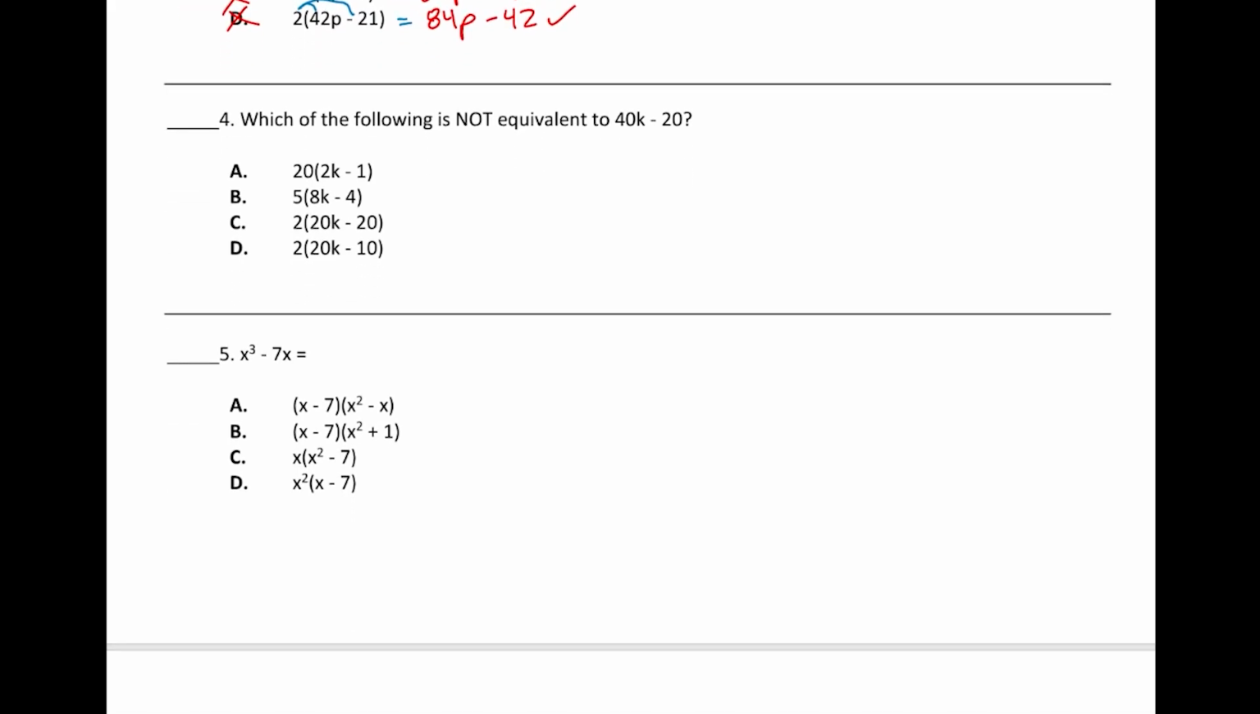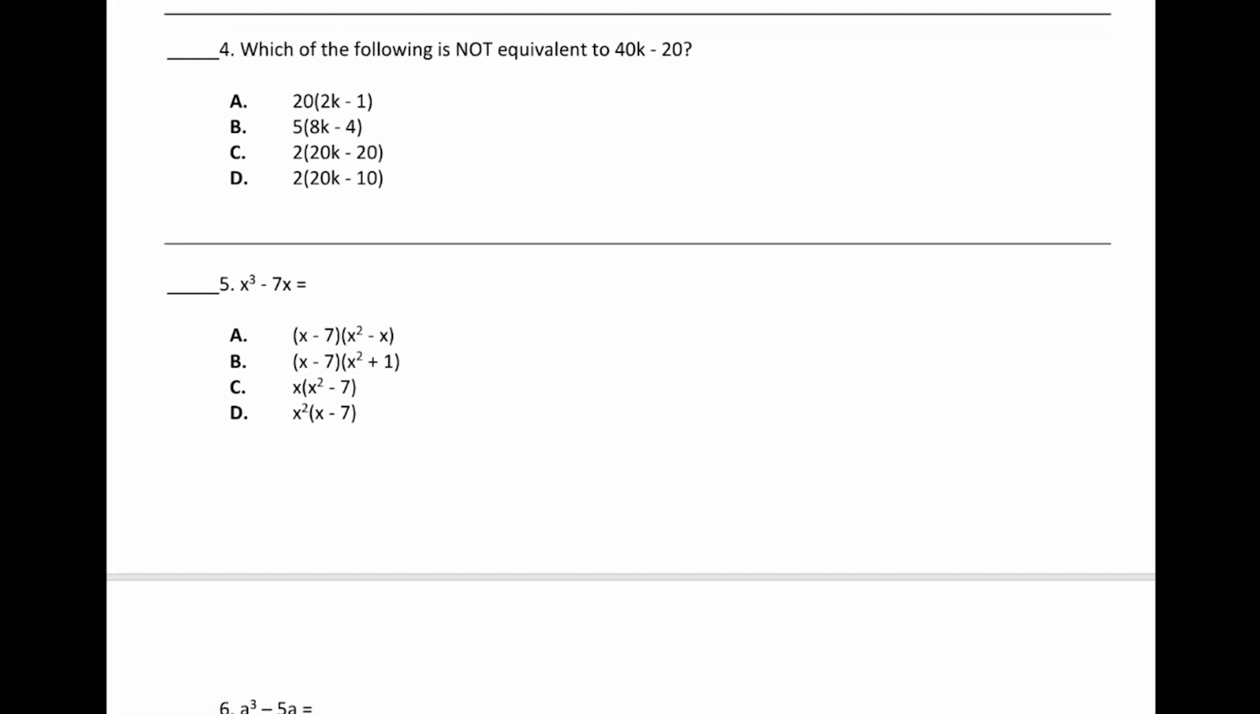One last problem that is set up similarly. We're looking for an expression which is not equivalent to this one. So we need to multiply these one more time. If I multiply the 20 in, 20 times 2 is 40. So 40k minus 20, that is the same. So that is not going to be our answer.